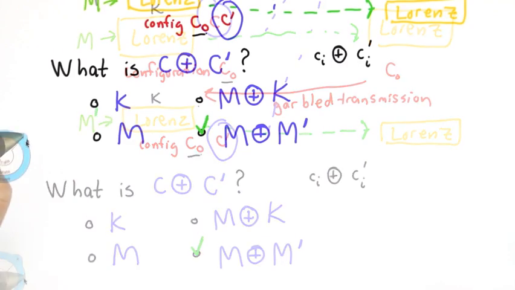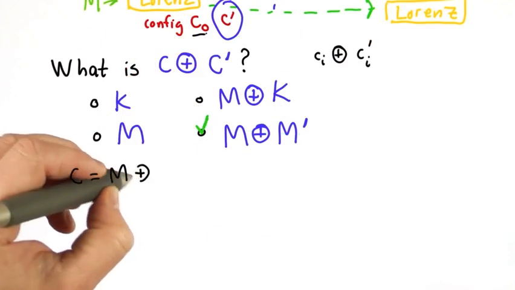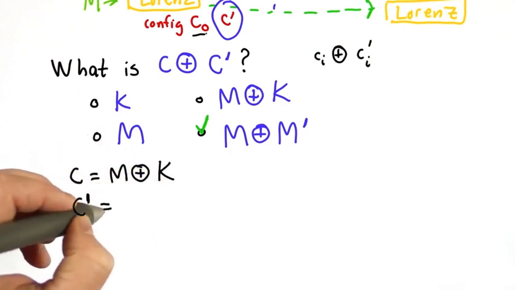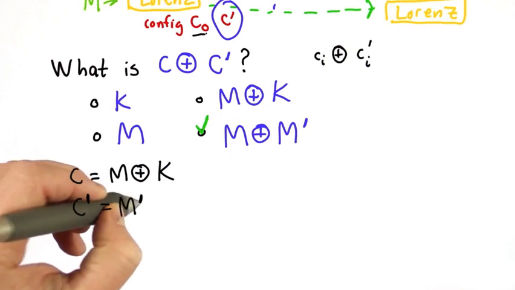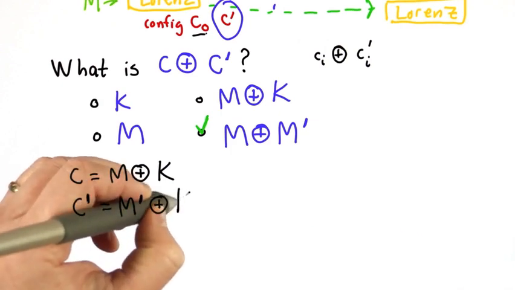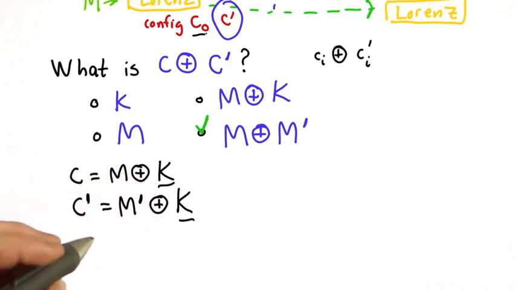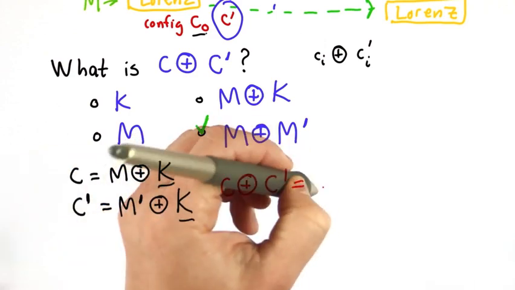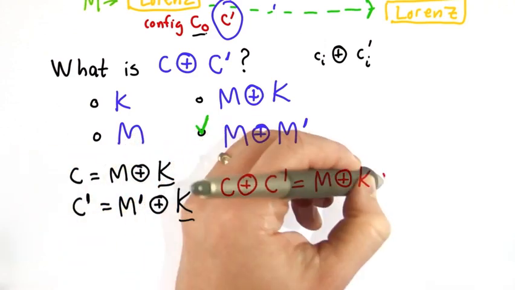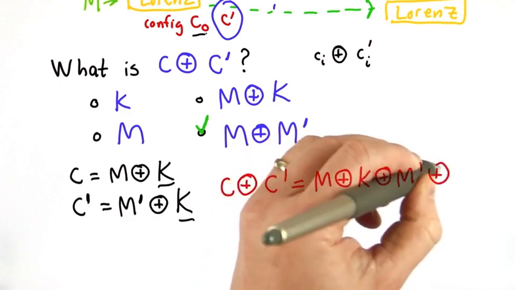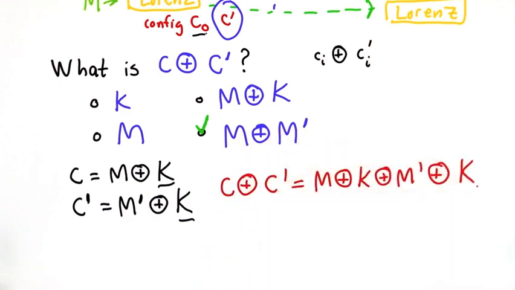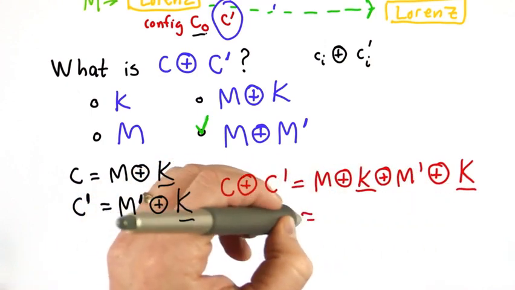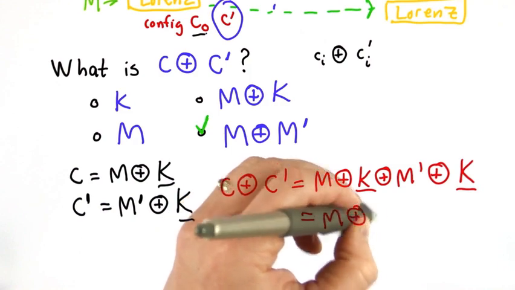The reason for this is because each ciphertext is the result of XORing a message with the key. So C is equal to M XOR K. C prime is equal to M prime XOR K. Note that the K is the same in both cases. So if we XOR C and C prime, that's going to be M XOR K XOR M prime XOR K. And the really useful thing that happens if you're trying to break this cipher is these two Ks will cancel out. So that's why you end up with M XOR M prime.